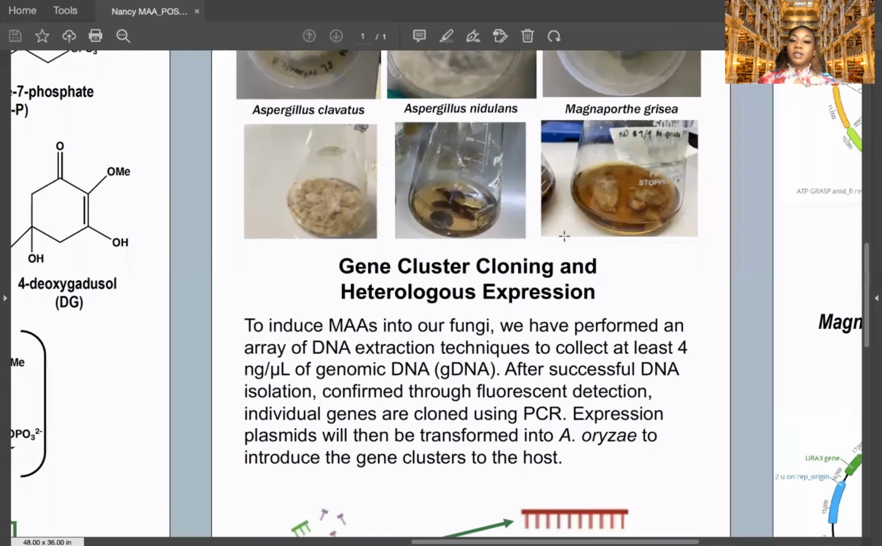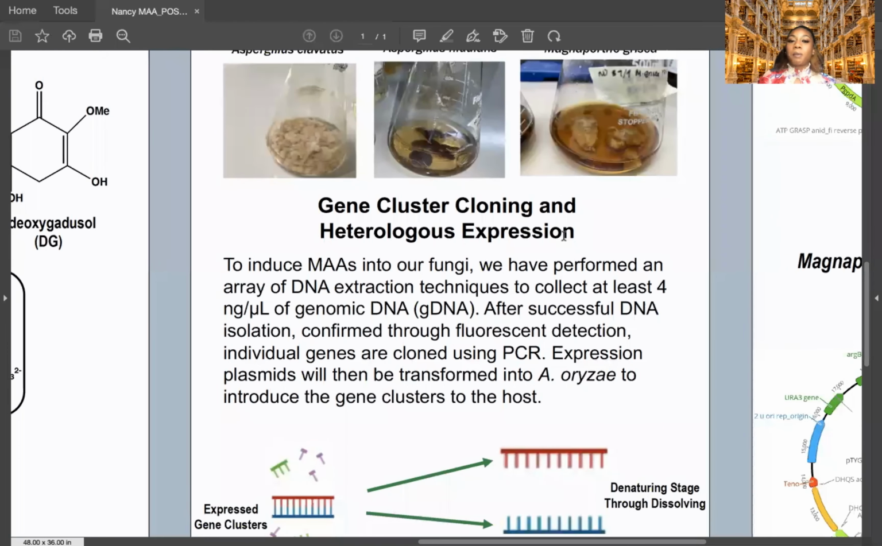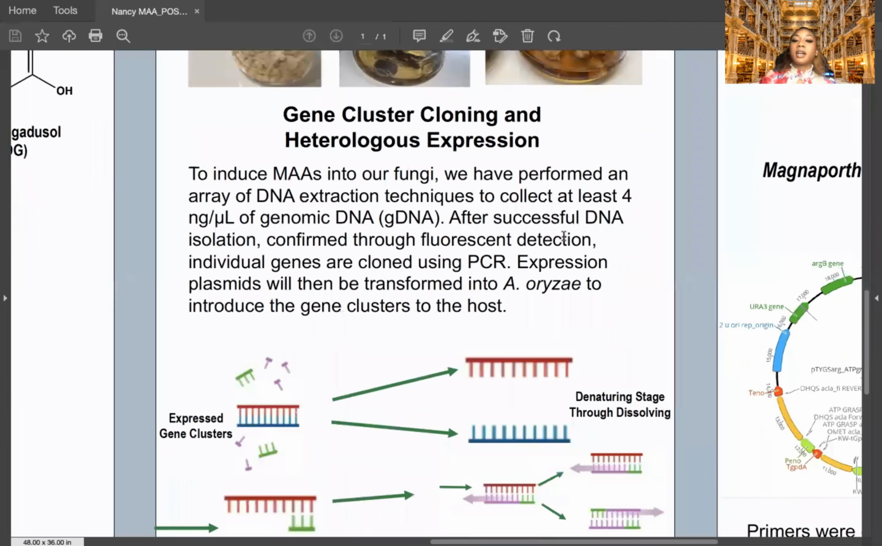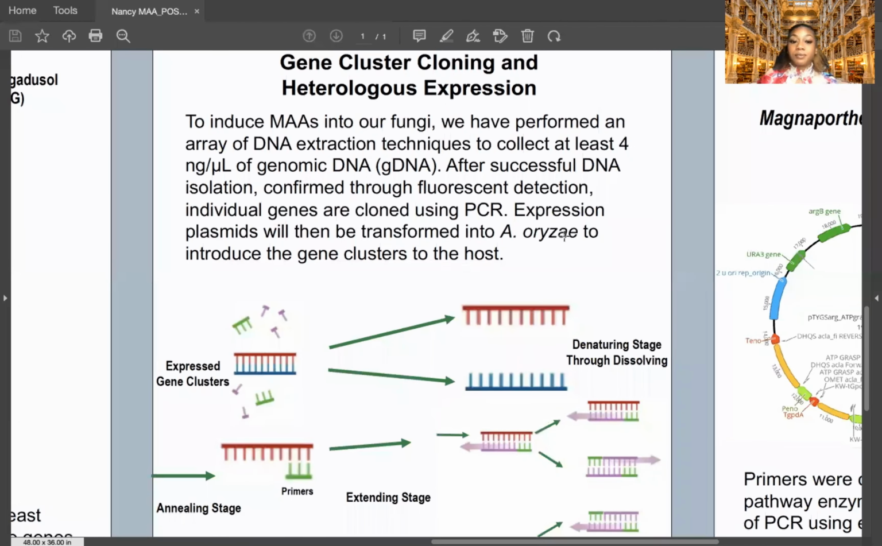So to actually induce the MIAs into our fungi, we performed an array of DNA extraction techniques to collect at least 4 nanograms per microliter of genomic DNA. After successful DNA isolation, confirmed through fluorescent detection using a quantum fluorometer, our individual genes are going to be cloned using PCR, and the expression plasmids will then be transformed into our heterologous host to introduce gene clusters.